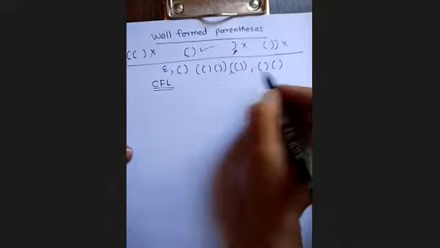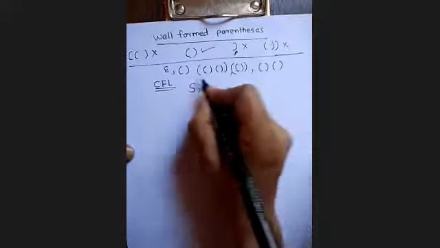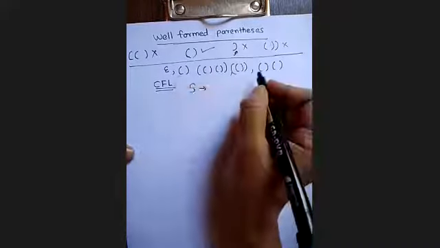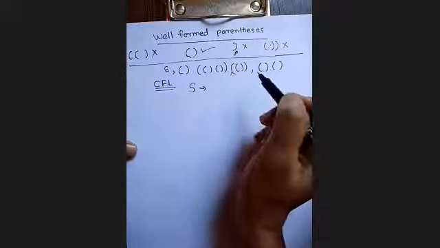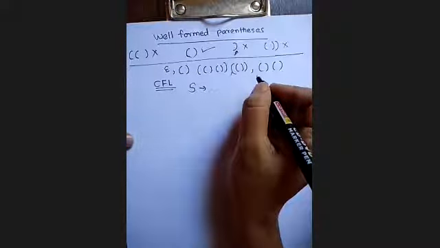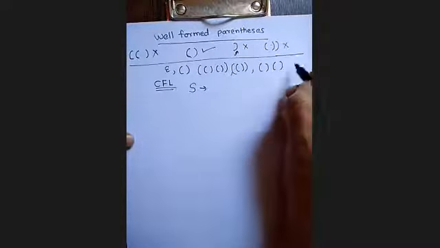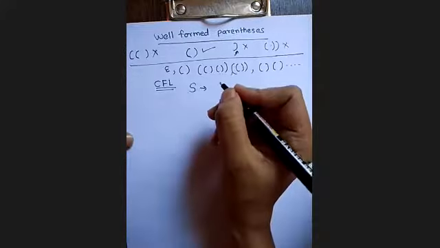Can you write the context-free grammar for this? Let me add epsilon first. Can you tell me the rules for this, so that it generates this type of strings? Try to write the rules for the well-formedness of parenthesis. Is the question clear?